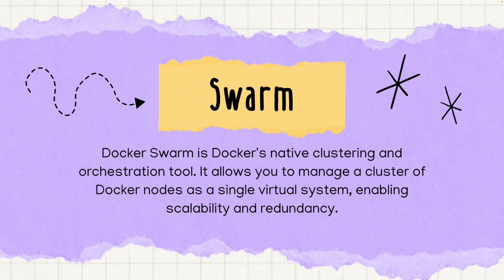Docker Swarm is Docker's native clustering and orchestration tool, like Kubernetes. It allows you to manage a cluster of Docker nodes as a single virtual system, and it enables scalability and redundancy. It comes in two ways. One is swarm mode. When Docker is in swarm mode, you can deploy services that span multiple Docker nodes. It includes features like service discovery, load balancing, scaling, and desired state management. In Docker Swarm, a service is the definition of the desired state for a group of containers, and a task is a container managed by the swarm to fulfill the service requirement.